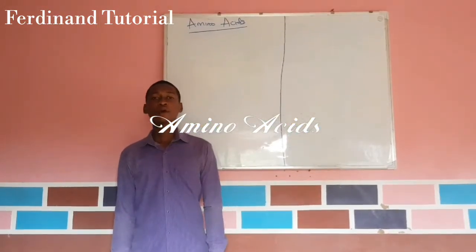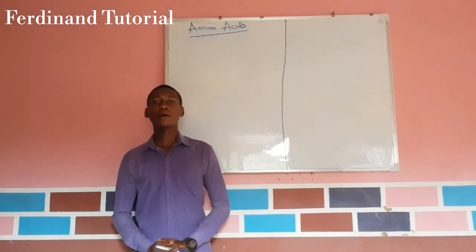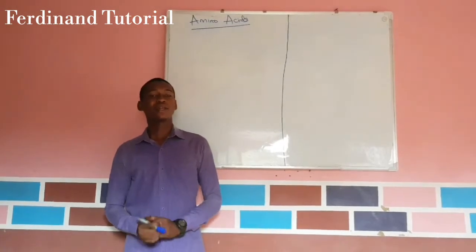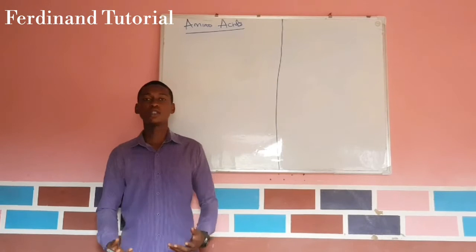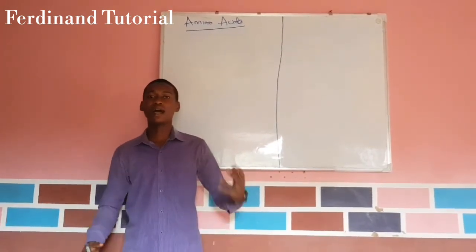Let's talk about amino acids. Now there are more than 300 naturally occurring amino acids. Out of those 300, we have only about 20 amino acids that are the monomers of protein. These 20 amino acids are the ones found in plants and animals.